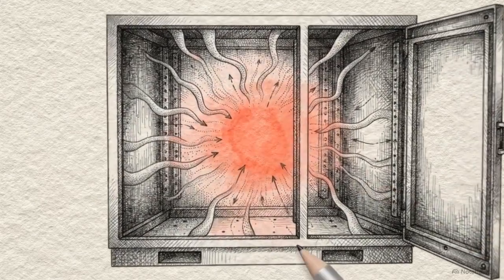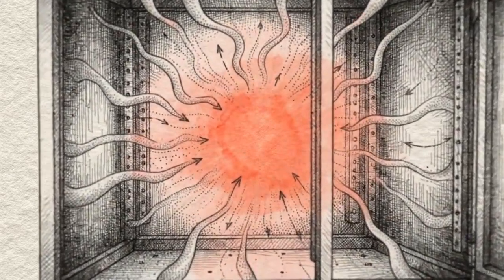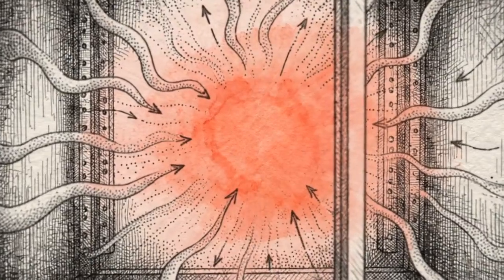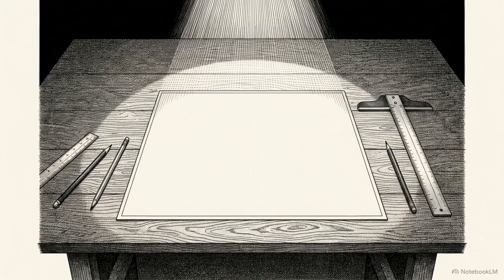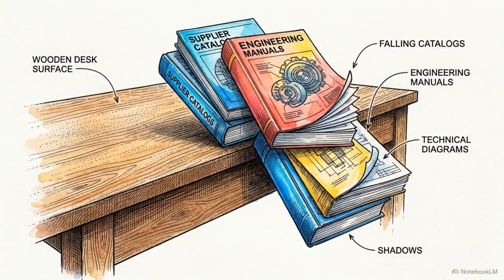Imagine you are tasked with designing an industrial liquid cooling chiller to handle a raw heat load of 50 kilowatts. You have a chassis, a massive thermal problem, and absolutely nothing else. There are no pre-existing schematics to copy. You have no supplier catalogs on your desk, and there are no manufacturer recommendations to fall back on.